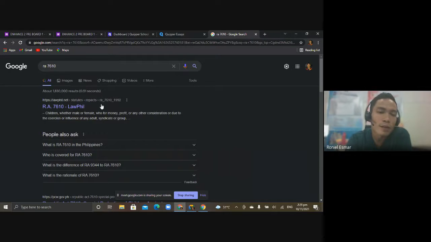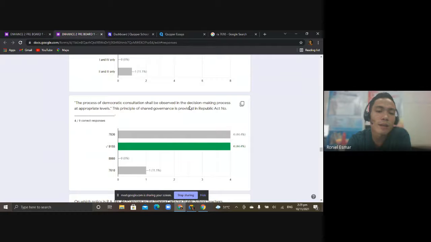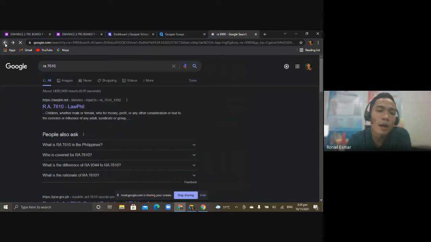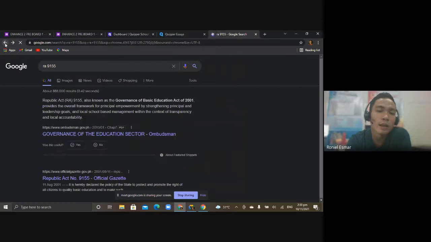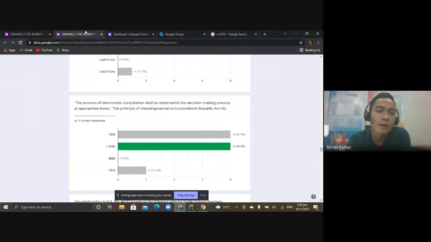Children, whether male or female, who are... coercion, relation, a Republic Act related to coercion, influence of any adult. So that's why the correct answer for this is Republic Act 9155, also known as the Governance of Basic Education Act of 2001.